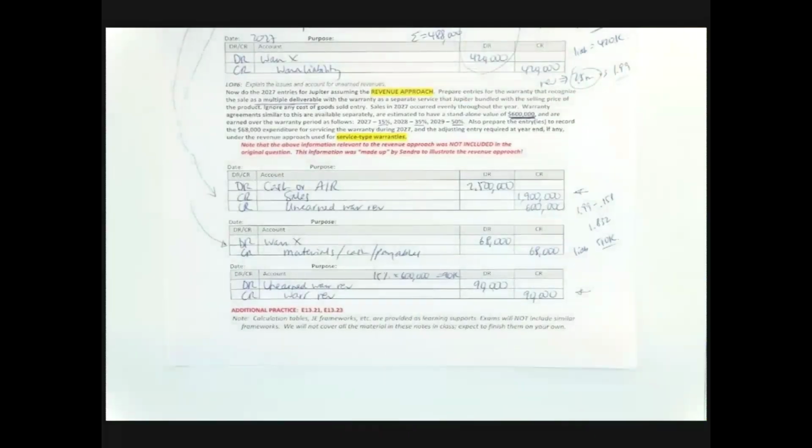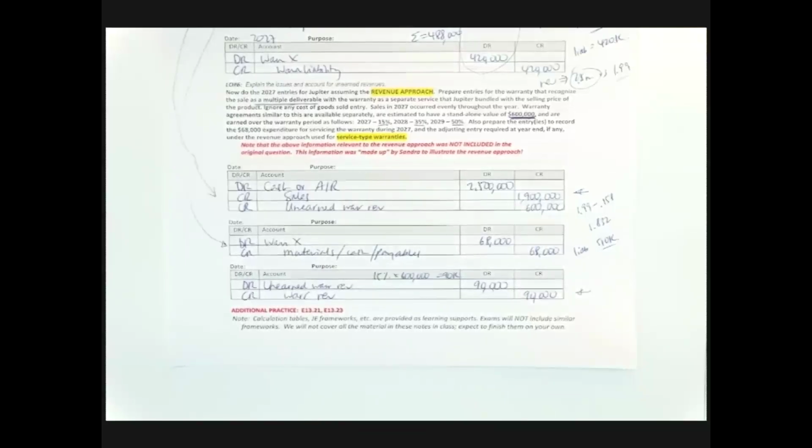Now, let's just talk about the standards. We have ASPE and IFRS. Under one of the standards, it's a lot more difficult to wiggle away from the revenue approach. Which one do you think that's going to be? Is it ASPE or IFRS that's going to make it difficult to wiggle away? What do you know about these standards, Dominic? Which one is going to make it harder to get away?